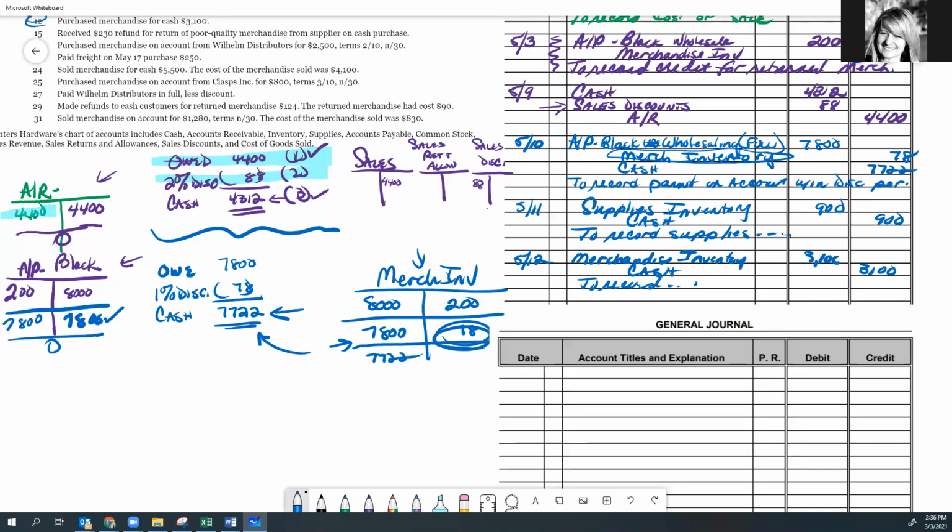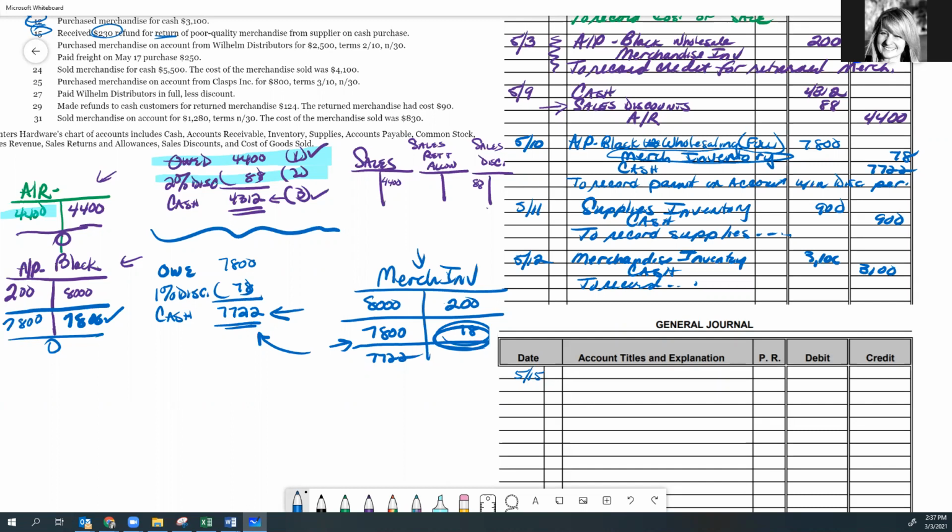Okay, so we're back. So we are looking at the transaction on the 15th. And on the 15th, we received a refund for poor quality merchandise from the supplier on our cash purchase. So it doesn't explicitly say that you returned the merchandise, but I'm going to assume, oh, it does say that you returned the merchandise. And so you don't have it any longer, and you received a refund for that amount. So you received cash of $230.